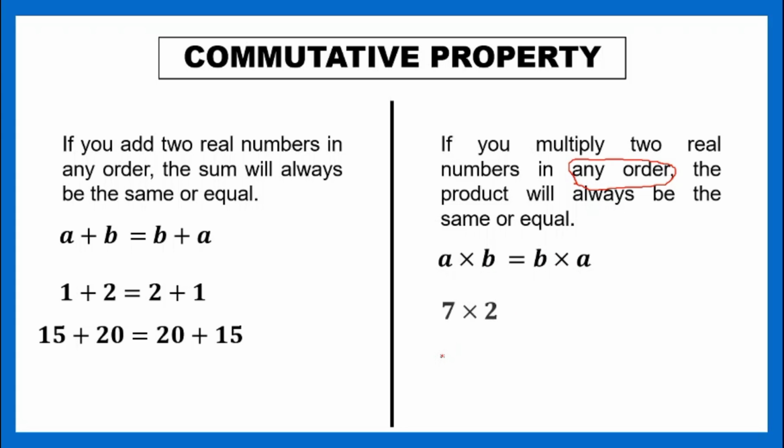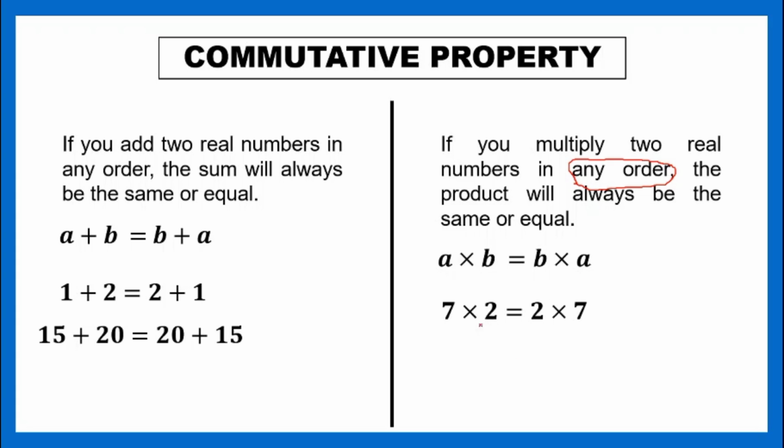Let's prove that. 7 times 2. So, ang 7 times 2, the same lang daw yan sa 2 times 7. So, prove natin. Dapat pareho ang maging sagot nila. Yan daw, di ba? Naging unahan na yung 2 dito sa pangalawa. Naging una si 2, naging pangalawa si 7. Right? So, yun ang ibig sabihin ng commutative. To travel or to transfer position.